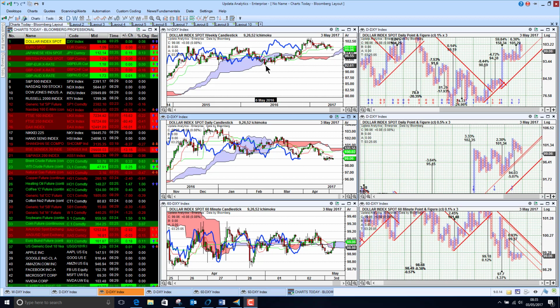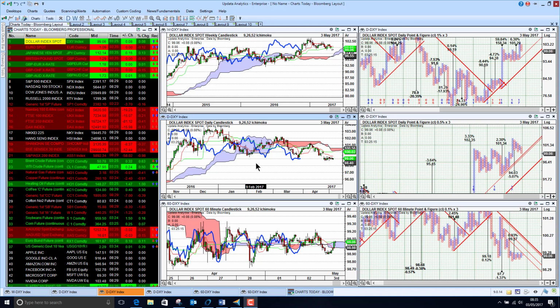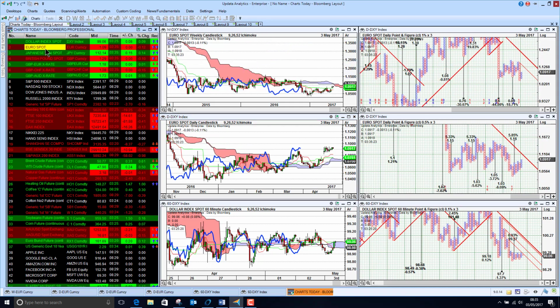And as I've mentioned, last year around this point was the low point for the dollar when we were below the cloud then as well. So it would be interesting to see whether we see the same at this time of year. Quite strong resistance though. So in the short term, a lot to do.